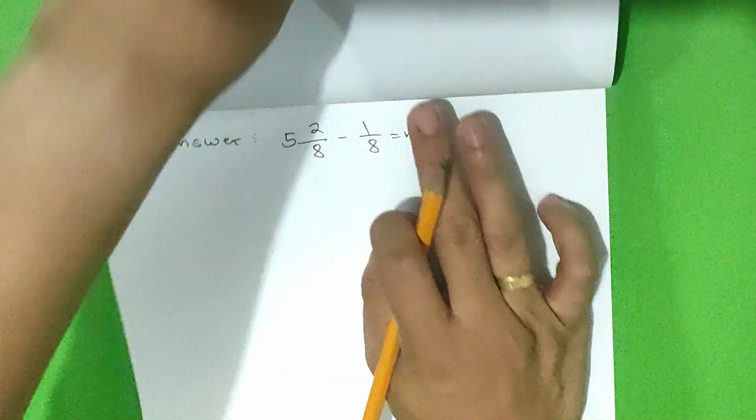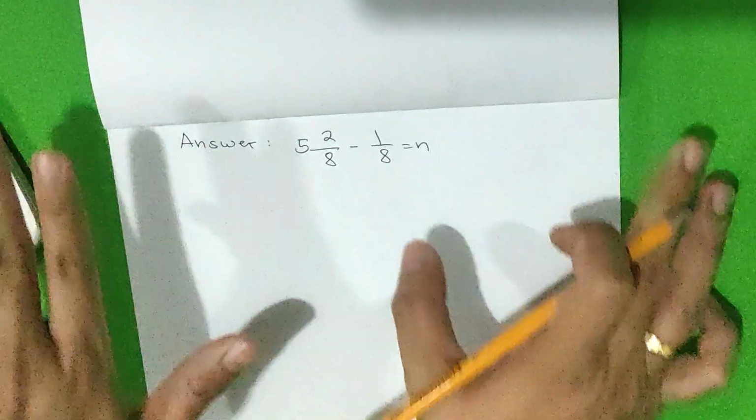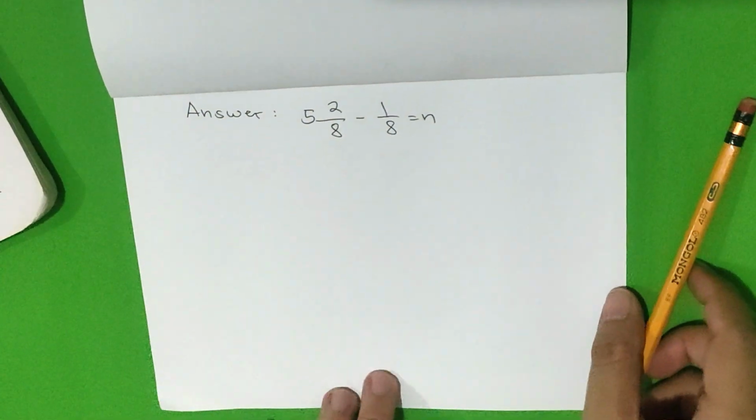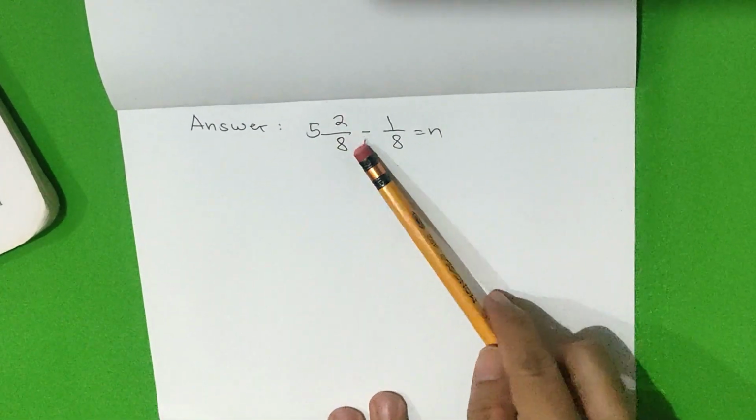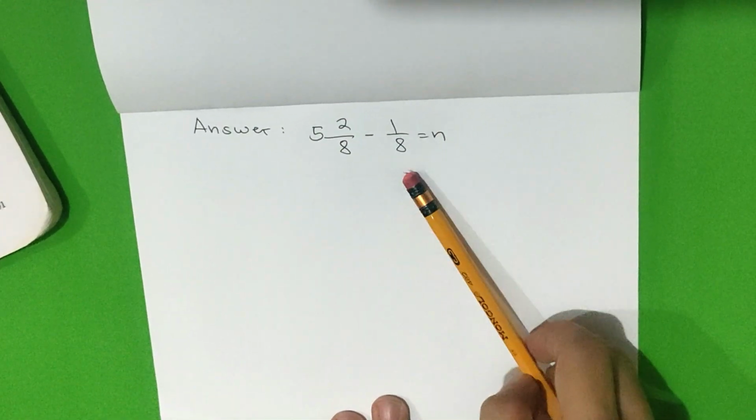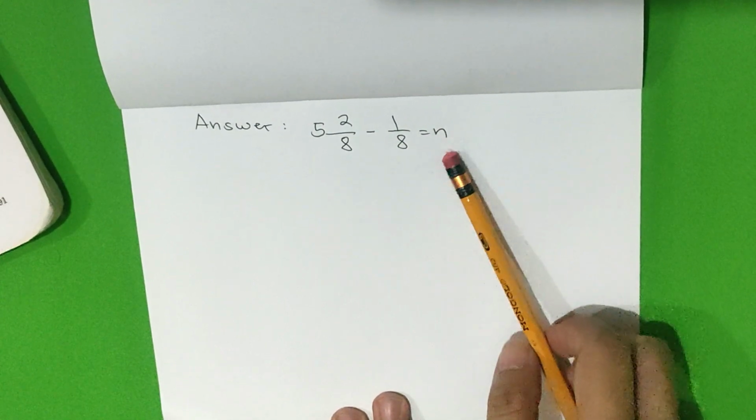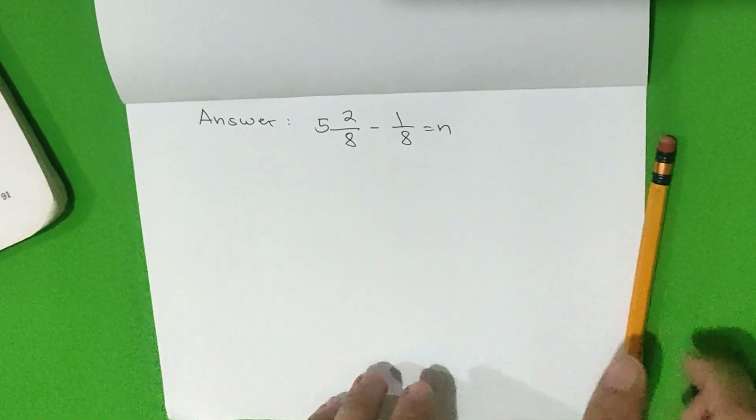Now it's your turn. I will give you 1 minute to get the difference of 5 and 2/8 minus 1/8 is equal to n. And your 1 minute starts now.